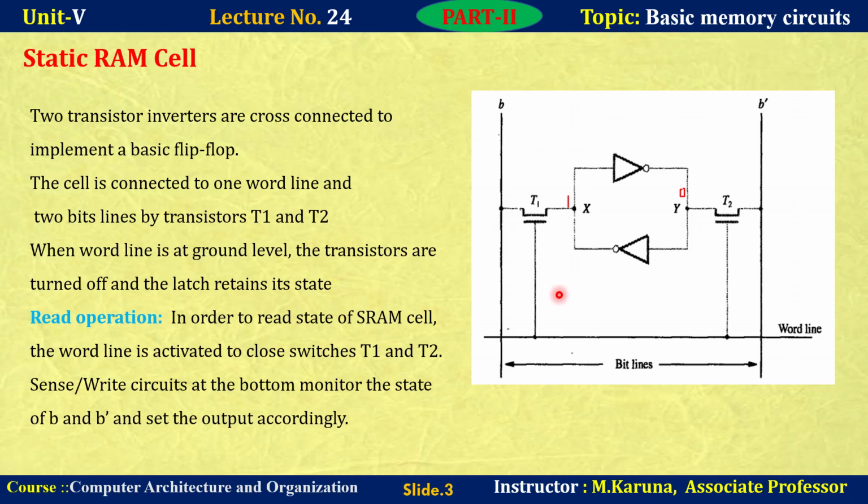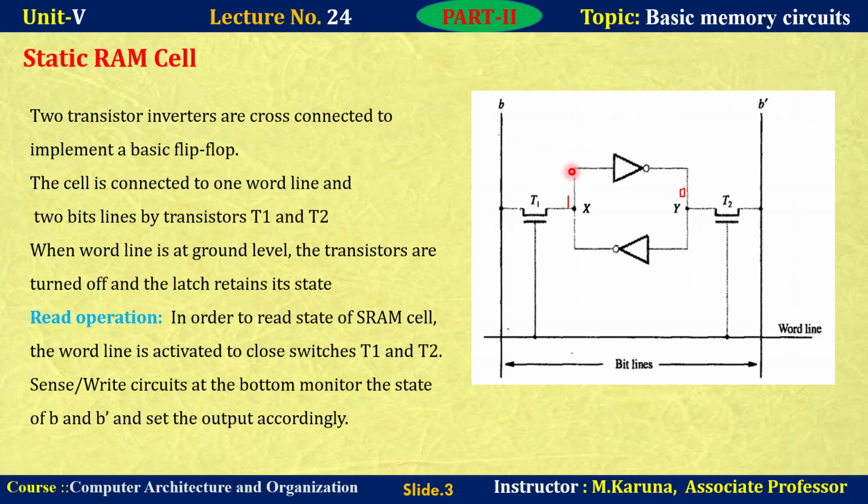In order to read the state of the SRAM cell, the word line is activated to close switches T1 and T2. If the cell is in state 1, the signal on bit line B is high. If the cell is in state 0, B dash is low. Otherwise, if the cell is in 0 state, then B and B dash are complements of each other.